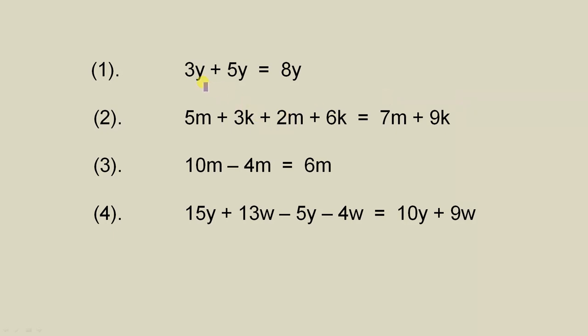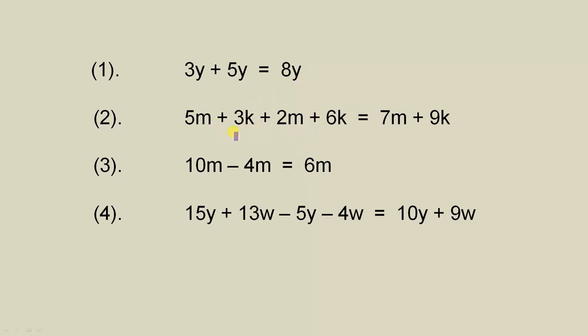So for this example, if we have 3y plus 5y, we're allowed to add those two terms together because you have similar terms, y and y. They're called like terms. So 3y plus 5y is 8y.